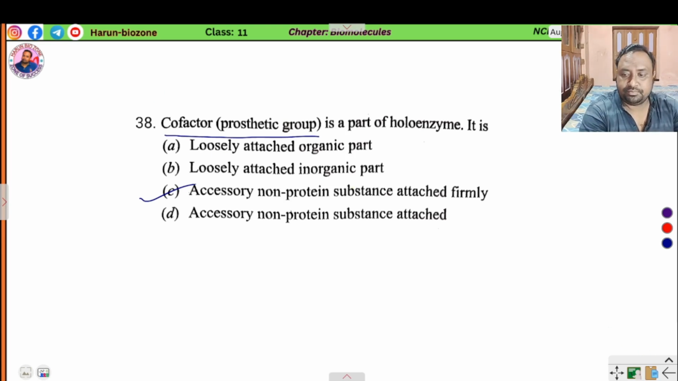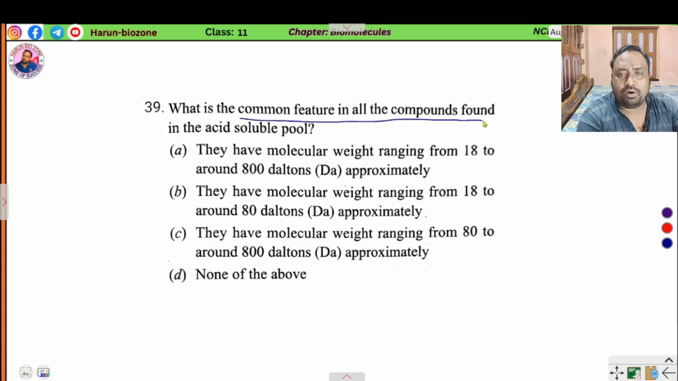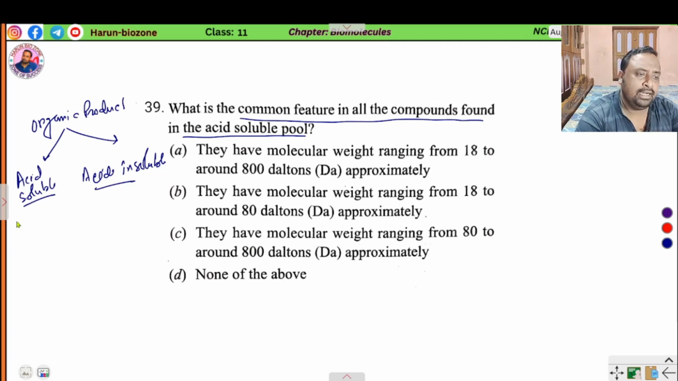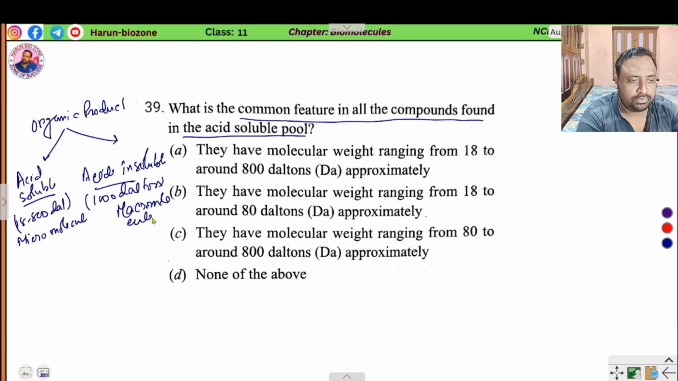Next question, what is the common feature in all the compounds found in the acid soluble pool? So they are organic substances, organic products. Here two compounds are found, acid soluble and acid insoluble. The acid soluble ones have 18 to 800 Dalton molecular weight. Here 1000 Dalton molecular weight. This is called micromolecules. This is called macromolecules. Examples: amino acid, glucose, nucleoside.